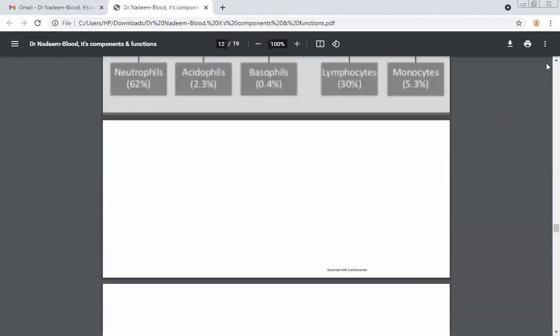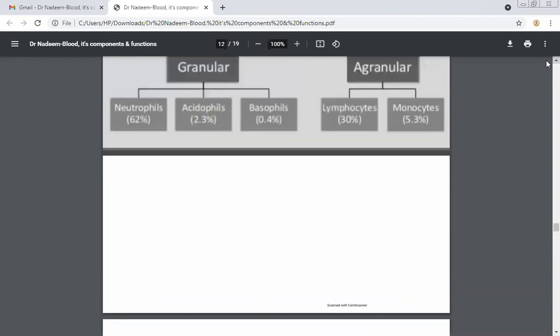These are the various percentages of the cells. Granular neutrophil 62%, the majority of the percentage of cells. Acidophil very nominal 2.3%, again the least nominal basophil 0.4%, while lymphocyte comprises 30%, monocyte 5.3%.